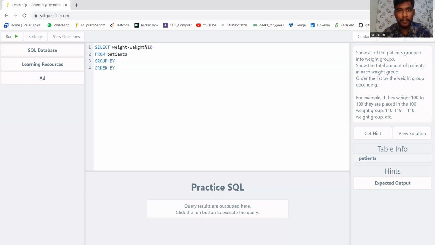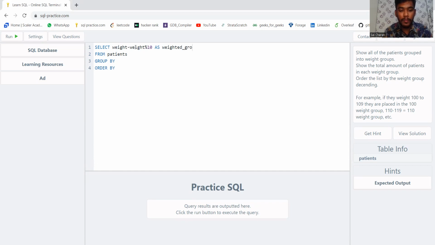Let us take another example: 124. If we divide 124 by 10, what remainder will we get? The remainder is 4, right? Then we subtract this remainder from the weight: 124 minus 4 is 120. So the group is 120. This is how we are grouping all the weights.